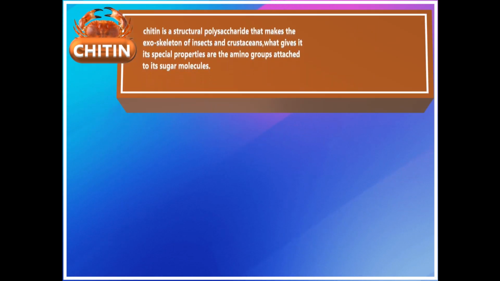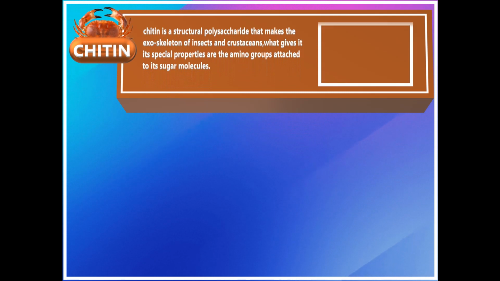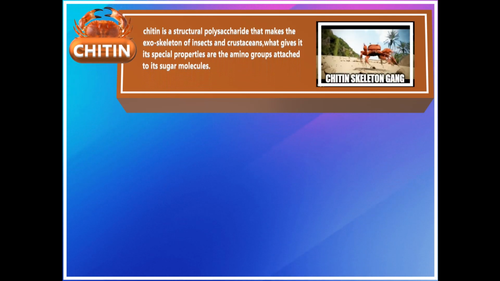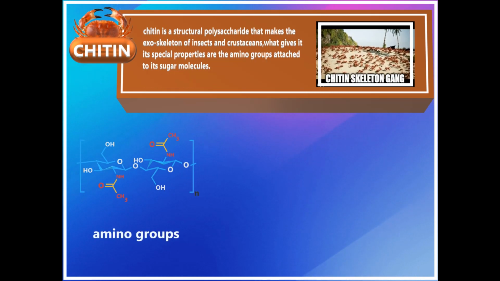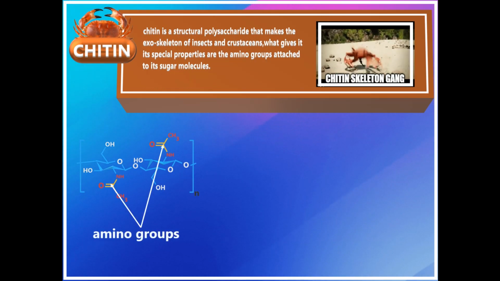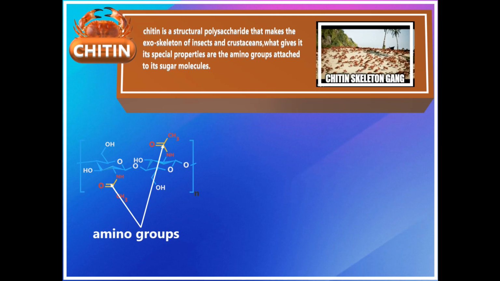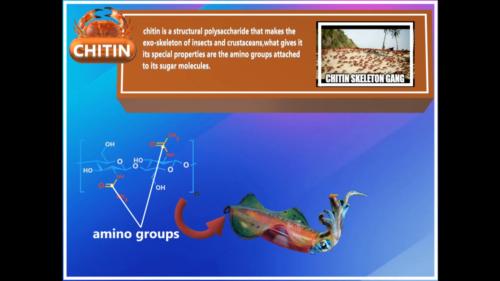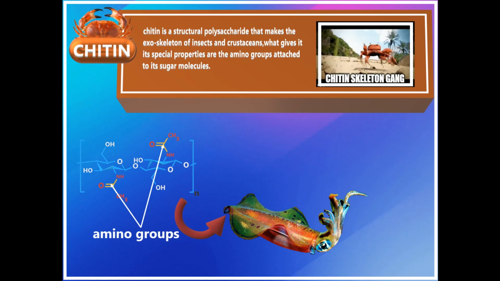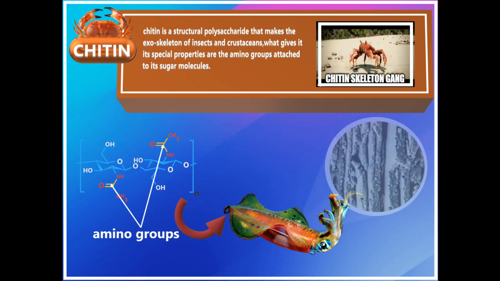Chitin. Chitin is a structural polysaccharide, makes the exoskeleton of insects and crustaceans. What gives it special properties are the amino groups in each monomer. Not just found in insects and crustaceans. As an example, this squid right here. Its beak that it feeds with is made all out of chitin.